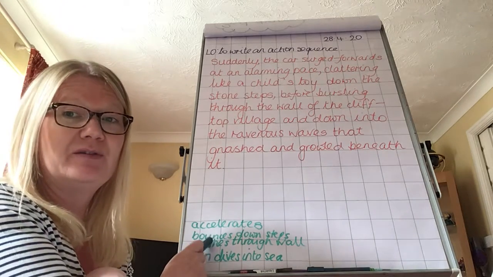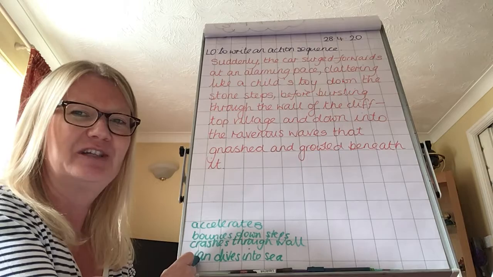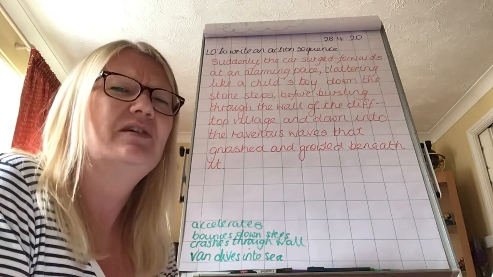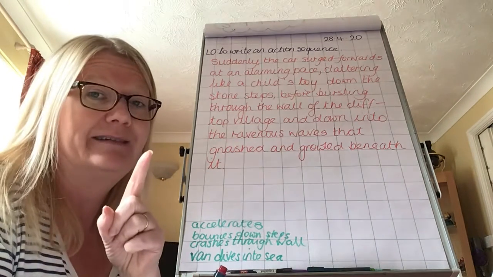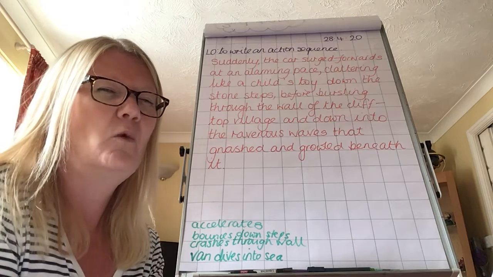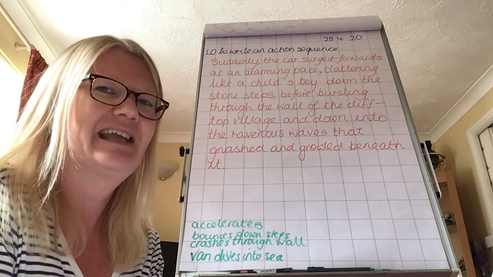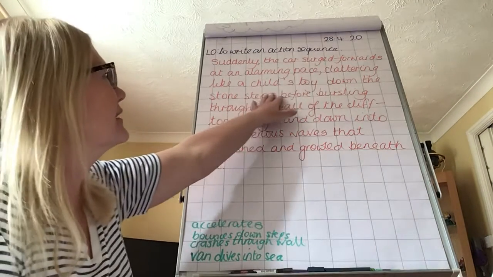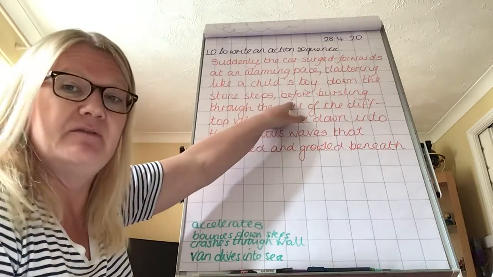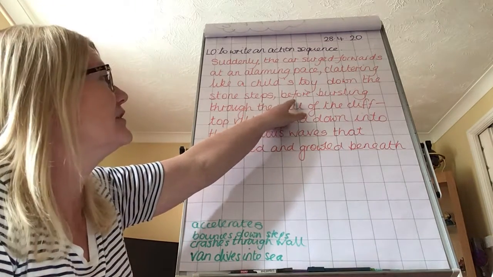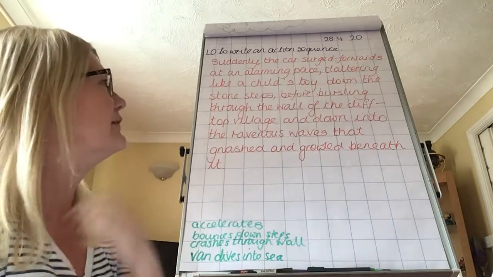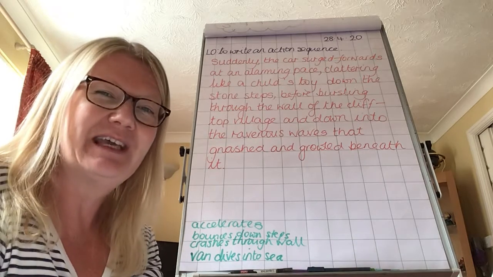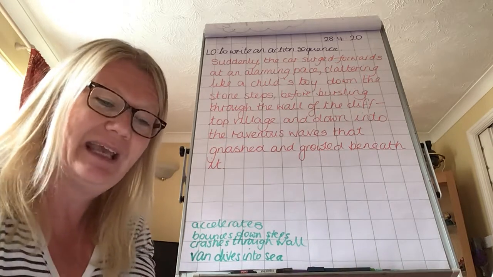It really helps to work backwards. Pick a key piece of action and then have three or four in your build-up. Try not to use and. If you notice, I've got one and. Always try to have one maximum and in a sentence. Look how I've linked. I've used parenthesis, clattering like a child's toy down the stone steps. Before, okay, so we've got a preposition of time there, before bursting through the wall of the cliff-top village. Okay, they're quite tricky. It is a challenge, but you can do it.